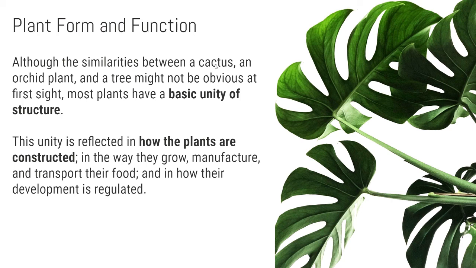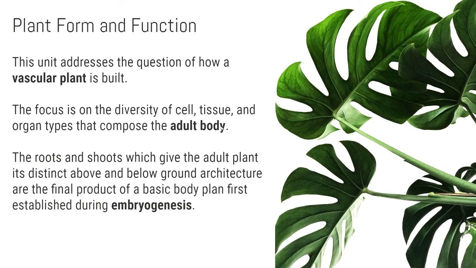Although the similarities between a cactus, an orchid, and a tree might not be obvious, all of them have a basic unity of structure. This unity is reflected in how plants are structured and constructed, the way they grow, manufacture food, transport their food, and of course reproduce and develop. In this unit, we will mostly focus on the structure of a vascular plant, since they are the ones with the more complicated body plans. The focus will be on the diversity of an adult vascular plant body and what happens as they undergo development through embryogenesis.